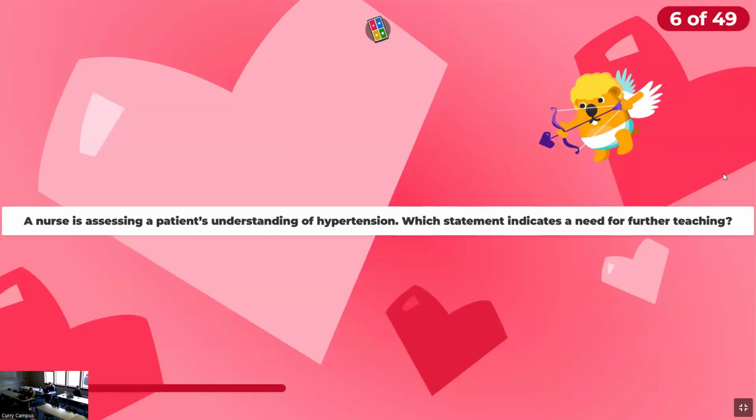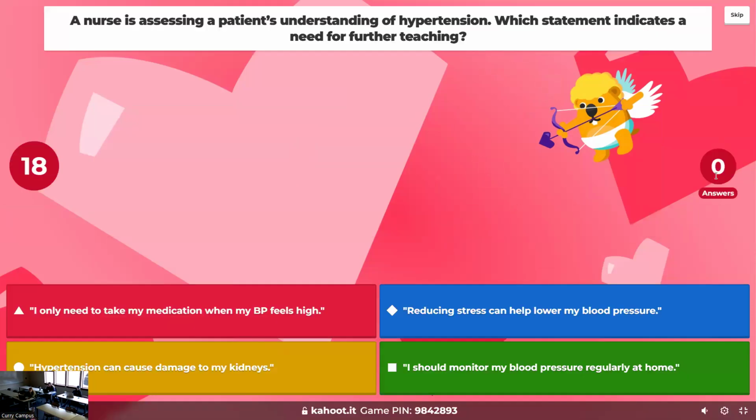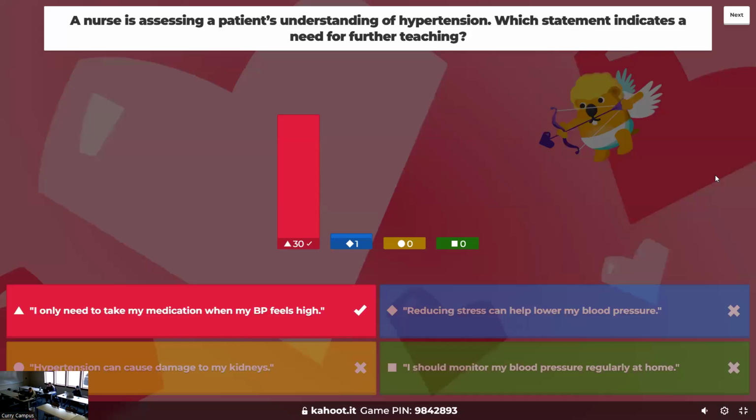A nurse is assessing the patient's understanding of hypertension. Which statement indicates a need for further teaching? And that lower one is hypertension can cause damage to my kidneys. Good. I only need to take my medications when my blood pressure feels high.